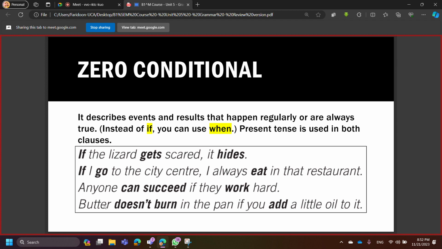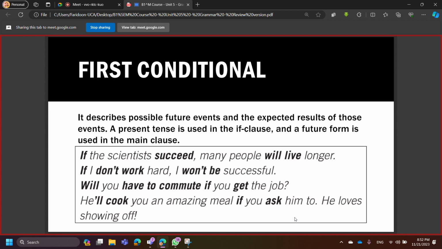It's always true. If I go to the city center, I always eat in that restaurant. Once again, it's an event that mostly happens. Anyone can succeed if they work hard. Again, always true. And butter doesn't burn in the pan if you add a little oil to it. Once again, it's something that is true. It's not something that changes in one day and then the other day you have something else.